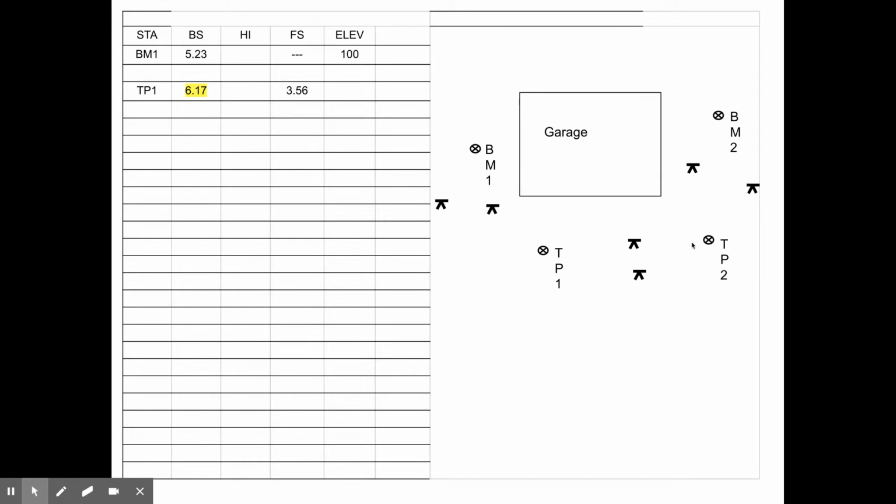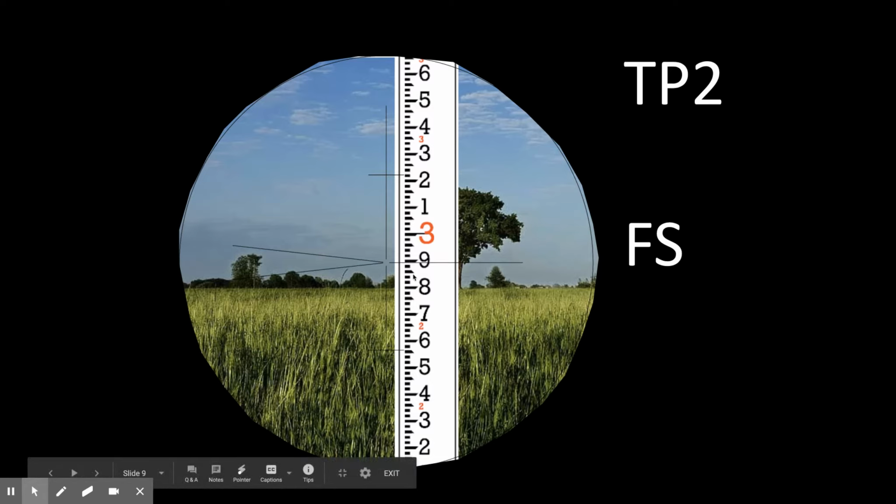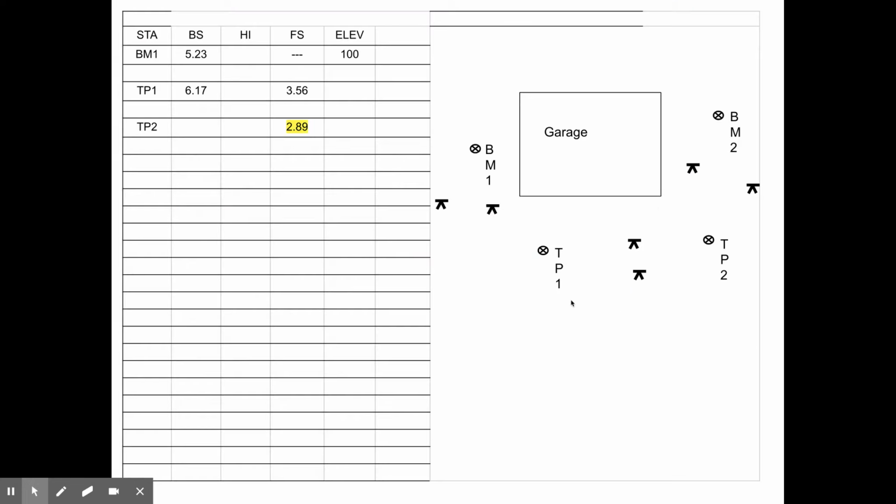From there, we're set up here. It's like a leapfrog. The person holding the rod will come up here and set up at turning point 2. Now we're going to take a foresight because we do not know the elevation of turning point 2. That foresight at turning point 2 will be 2.8, and then right underneath there, 9. So the foresight at turning point 2 is 2.89. We write that here, foresight, turning point 2, 2.89.